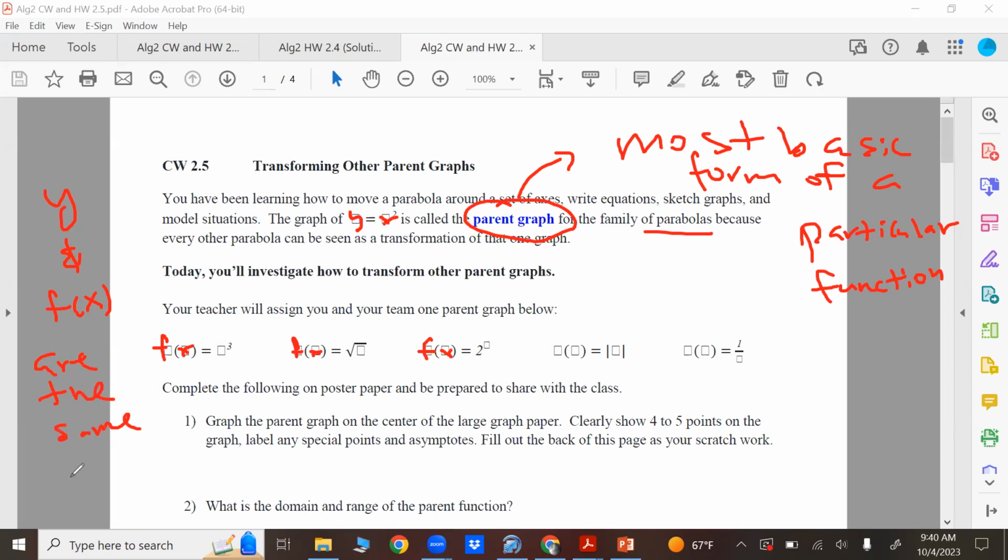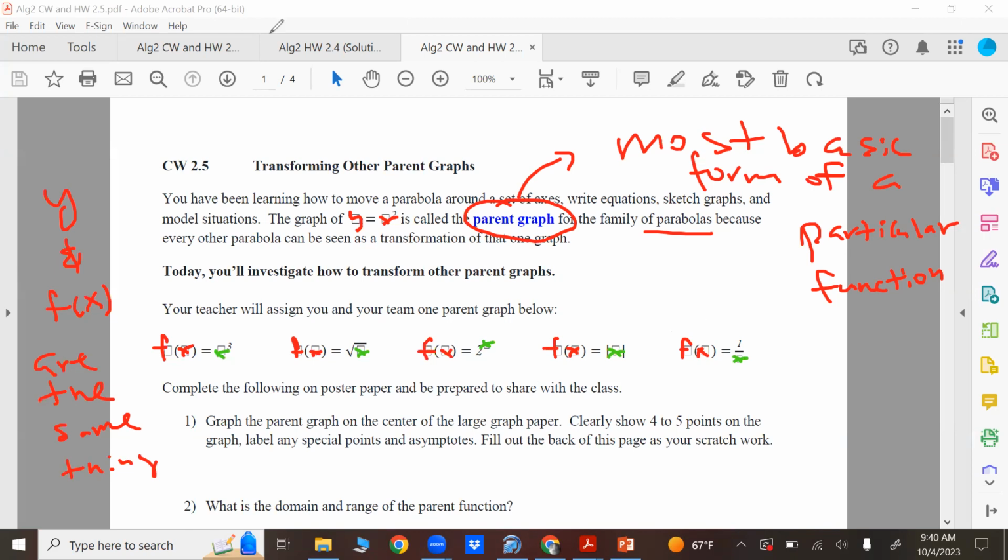I want you to get used to the notation, because that's just what we do in math. So f of x is the same thing as saying y. And the different functions we're going to look at are going to be x cubed, root x, 2 to the x power, absolute value of x, and 1 over x, just like you saw in that schematic I showed you a minute ago. So we're going to look at all these different types of functions.